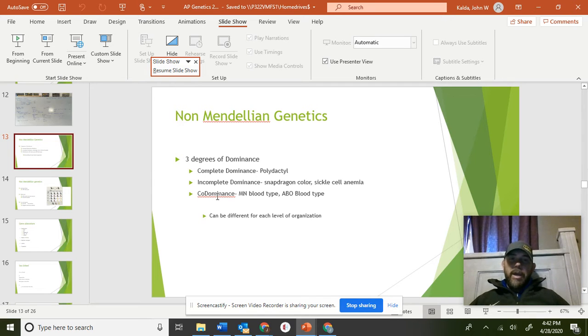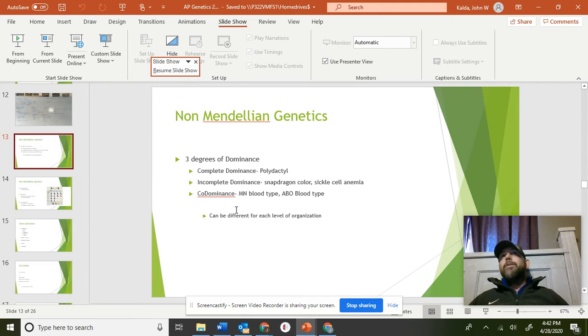We can have codominant types, and incomplete dominants, again, where you find that intermediate form. The codominants, you find, are where both alleles are expressed at the same time. So a lot of different things can happen there. Probably be able to provide some examples as we go on. And again, this can be different for levels of organization.